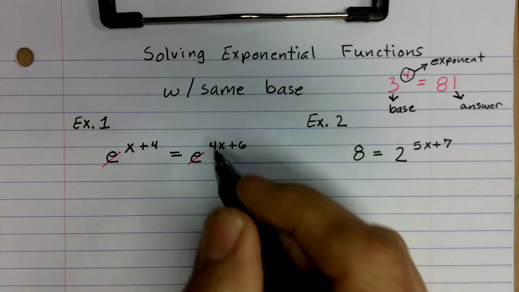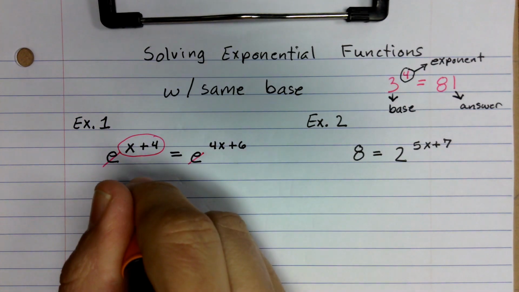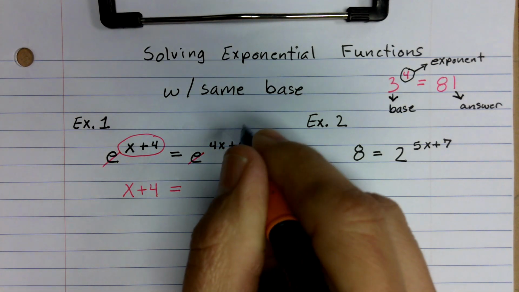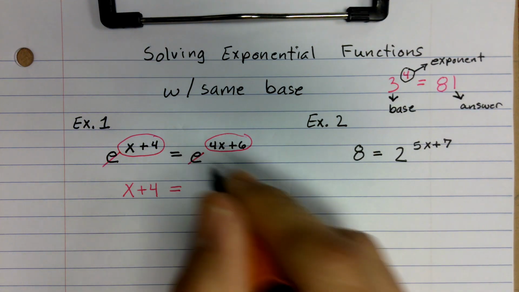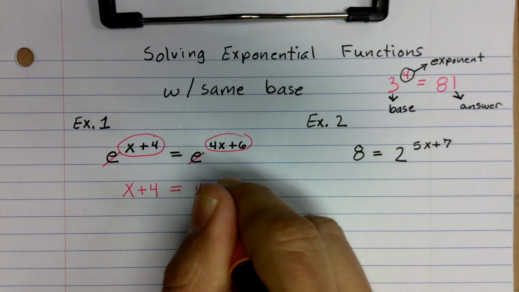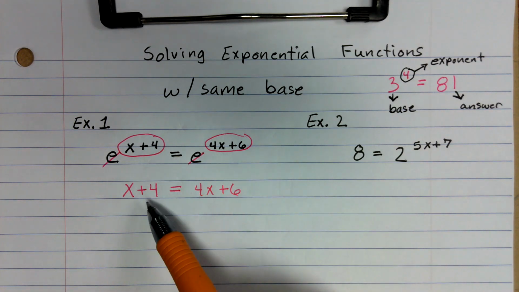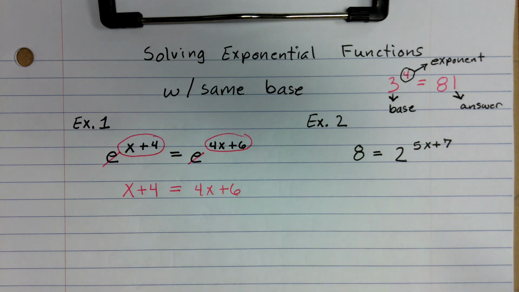powers, or my exponents. The first one is x plus 4, and I'm going to write it. And I'm going to set it equal to the exponent of e that it was equal to, which is 4x plus 6. So all I did was take this exponent and write it, and this exponent and write it, and set it as an equation. And now I'm just going to solve for x.